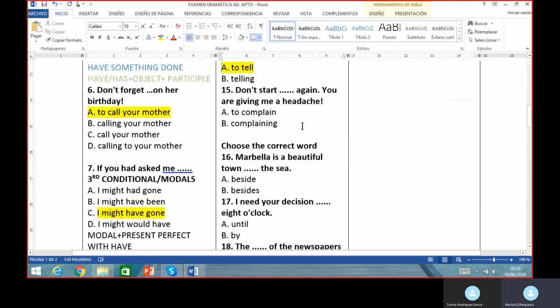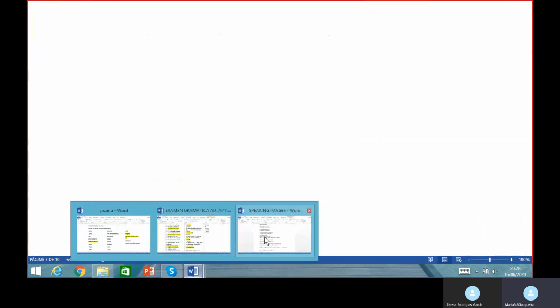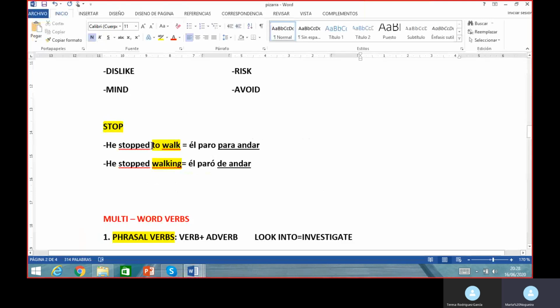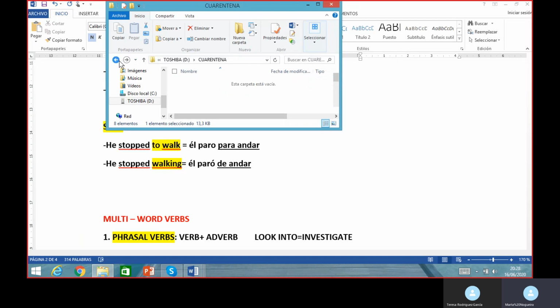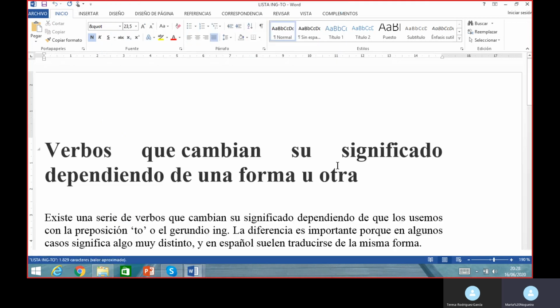A ver, me he ido. Complaining. ¿Vale? Start lo podemos... bueno, start es como stop, que dependiendo de si va con to o con ing cambia el significado. No sé si el start está en la lista. Debería estar. A ver, lista.